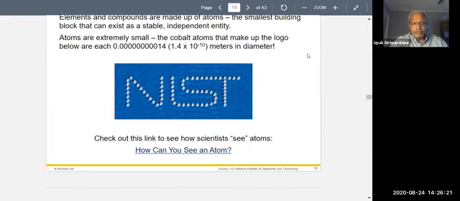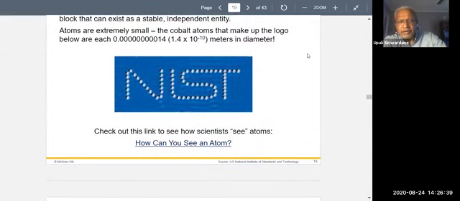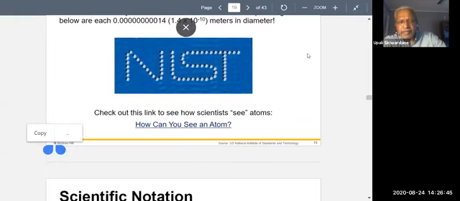So watch the video below to see how scientists see atoms. Atoms cannot be seen by the naked eye, but they could be imagined. But there is evidence from instruments like atomic force microscopy that they are there.